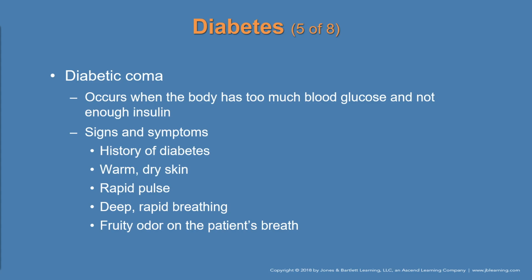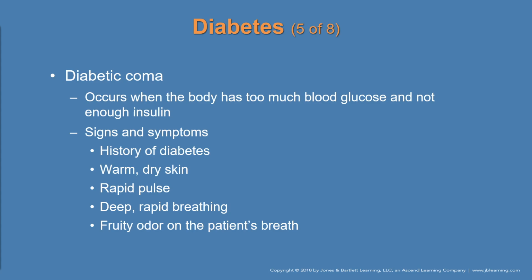All right, so diabetic coma. This is another sort of colloquialism. This is what we refer to as hyperglycemia. So if we look at the symptoms here, right? A history of diabetes. This person's skin signs are slightly different, so warm, dry skin, right? But they may still be sweaty, who knows?